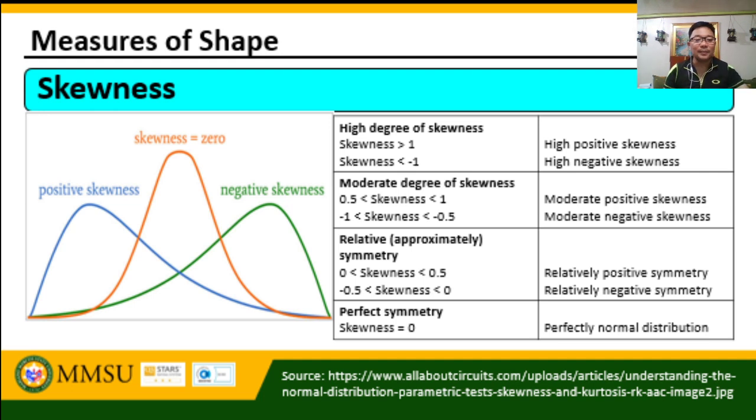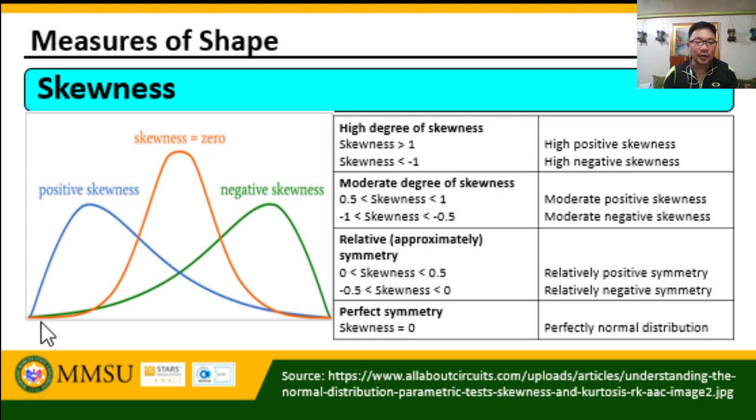If we have a perfect symmetry wherein skewness is equal to 0, the orange figure is the shape of our distribution. The skewness is 0. That is because if we split the figure in half, the left side is the same as the right side. That's why the skewness is 0.